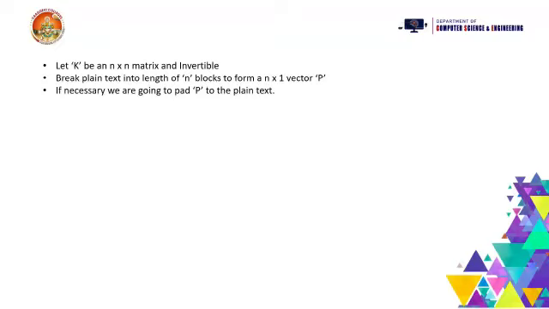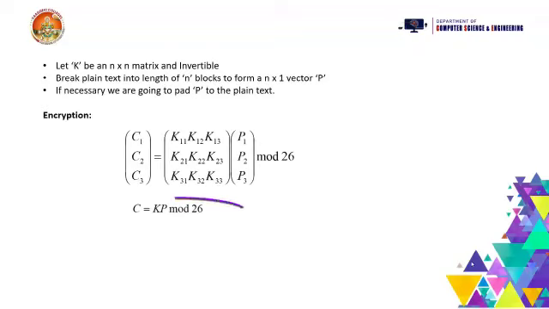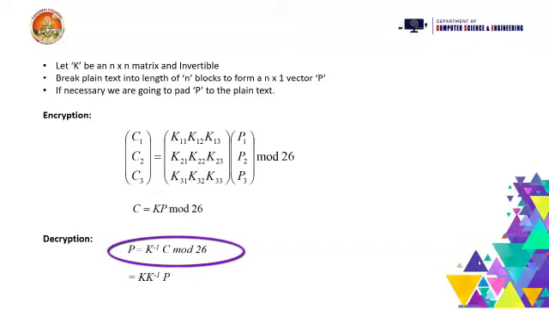Then the sender converts his plaintext into a plaintext matrix. For that, the sender breaks the plaintext into blocks of length n to form n by 1 vectors of plaintext matrix P. If necessary, add extra characters to the plaintext. To perform encryption, the key matrix is multiplied with the plaintext matrix and the result is taken mod 26. To perform decryption, first we find the inverse of the key matrix, and that inverse of the key matrix is multiplied with the ciphertext and the result is taken mod 26.